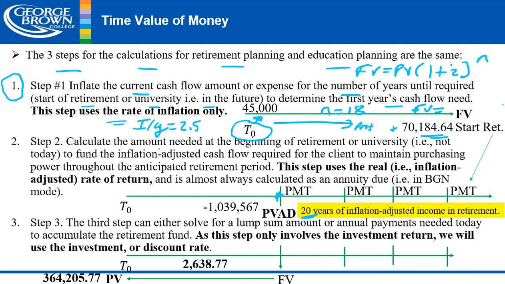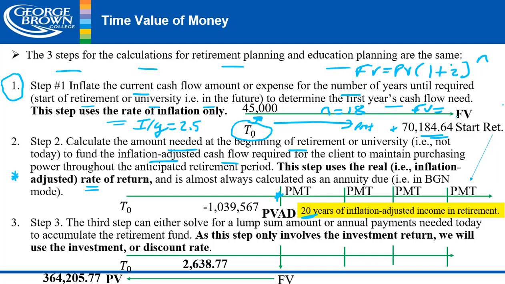So step 2, what we do is we calculate the amount needed at the beginning of retirement, or university in the education planning, to fund the inflation-adjusted cash flow required for the client to maintain purchasing power throughout the anticipated retirement period. So this step uses the real inflation-adjusted rate of return, and it's almost always calculated as annuity due, present value annuity due, i.e. payments at the beginning, okay?